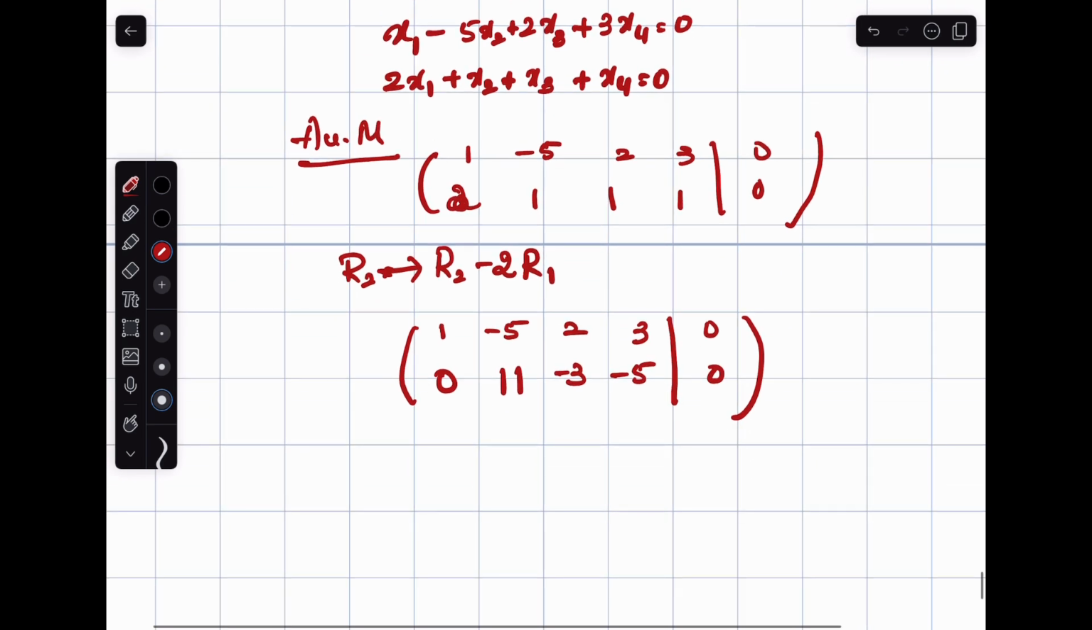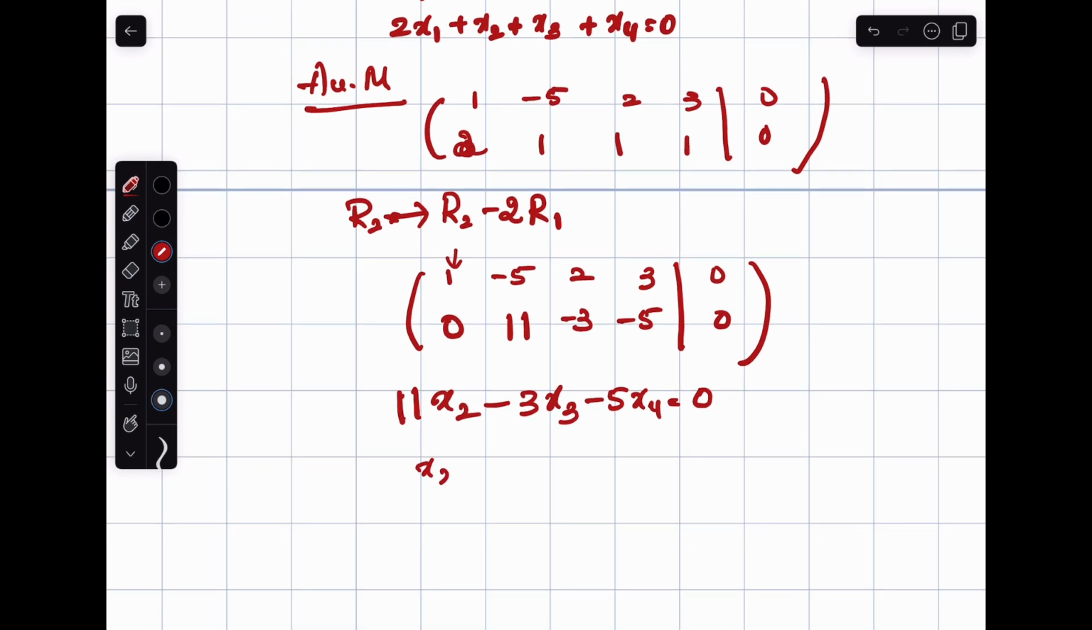Now I will write the second row directly, because we have already reduced it. The second equation will be 11 x2 minus 3 times x3 plus 5 times x4 is equal to 0. You have learned about the pivot and the free variables in the previous videos, so I will not go deeply into that. I will consider you know it. So I'll write the equation for x2: x2 is 3 by 11 times x3 plus 5 by 11 times x4.